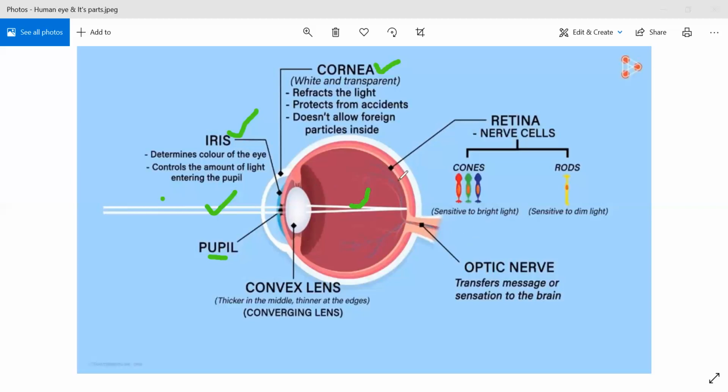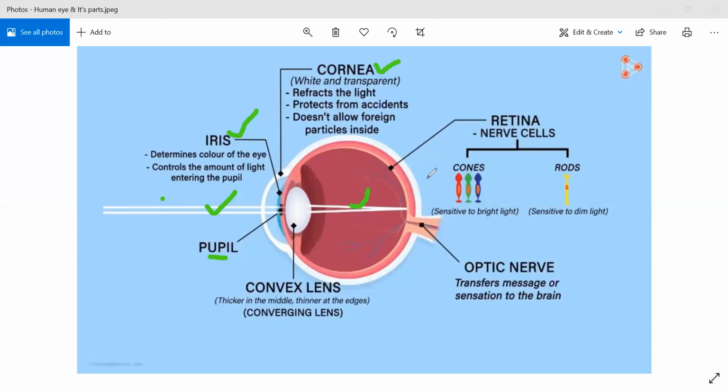So once we get the real and inverted image on the screen, whatever light sensitive cells are present over there have a connection through the optic nerve. So this optic nerve transfers the message to our brain in terms of electric pulses, right? By electric pulses, these optic nerves carry the images and send them to our brain. And these are made up of an enormous number of light sensitive cells, right?